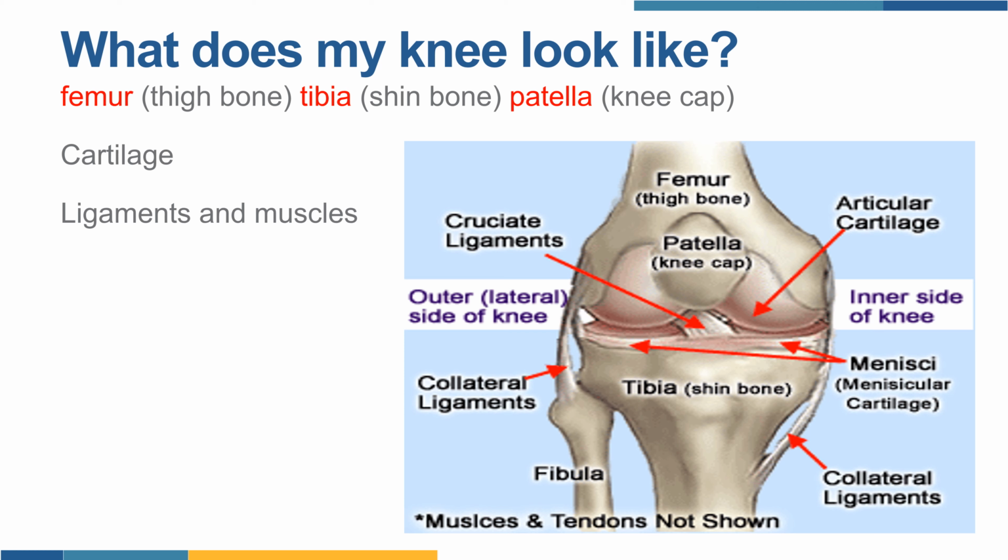Strong bands called ligaments hold the knee together. Large muscle groups control the movement of the knee. The quadriceps are at the front of the thigh and work to straighten the knee. The hamstrings are at the back of the thigh and they work to bend the knee.